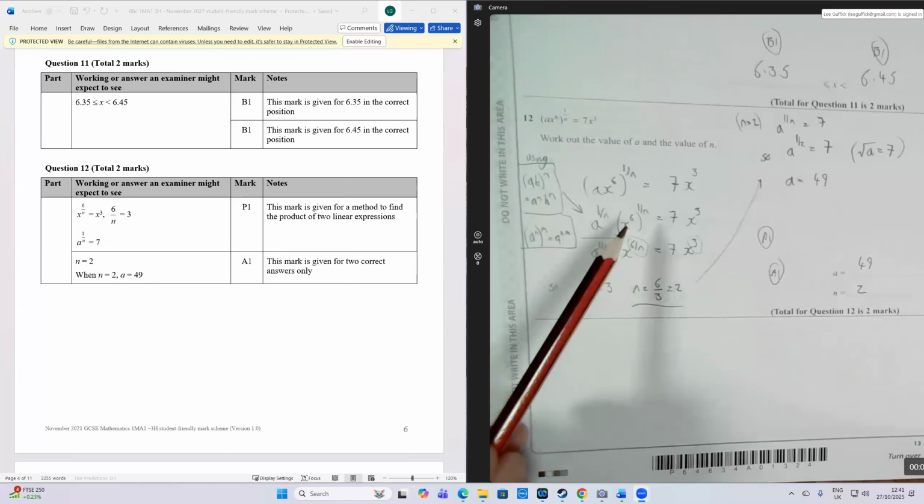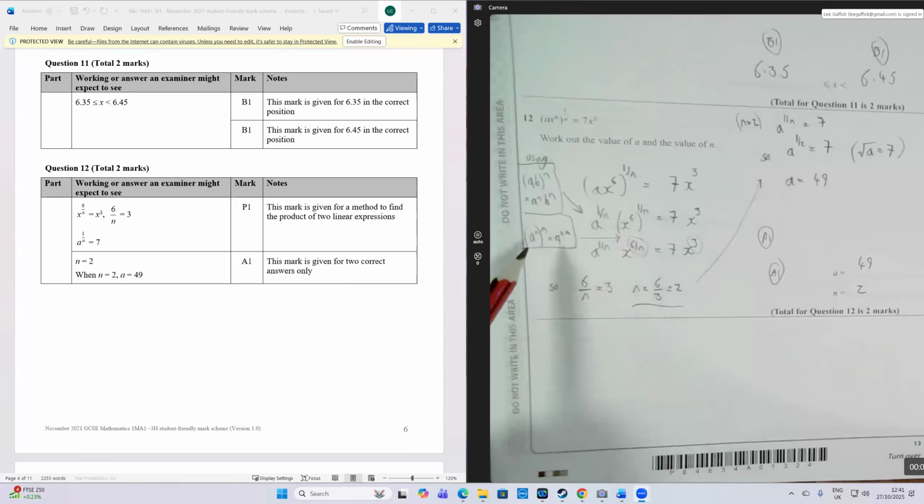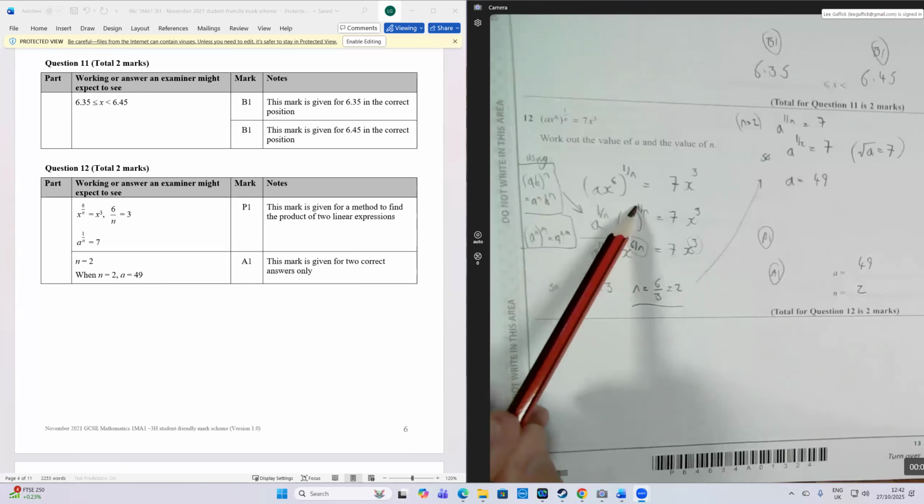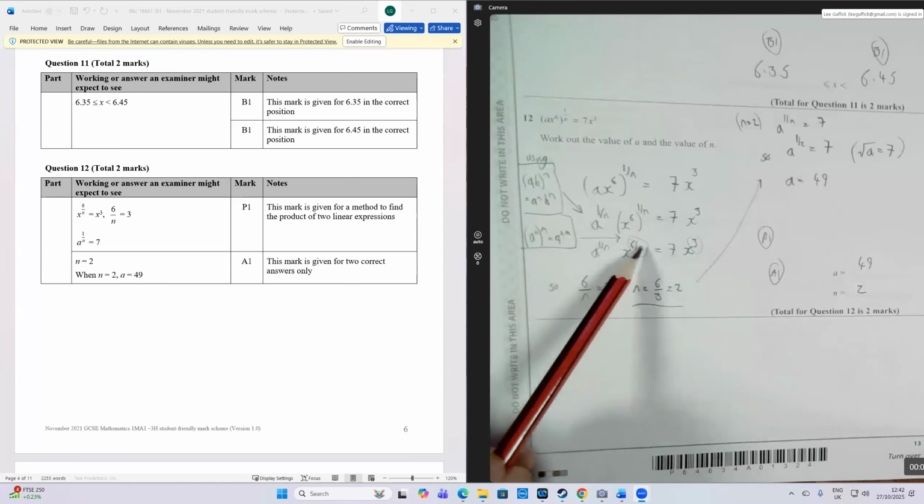And then we can further simplify this expression by using (a^n)^m is equal to a to the power of n times m. So when you have a power to a power, it becomes a product. So that means this is going to be 6 times 1 over n, which is 6 over n.